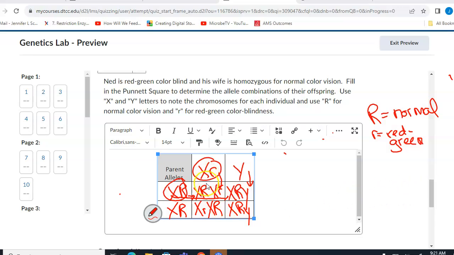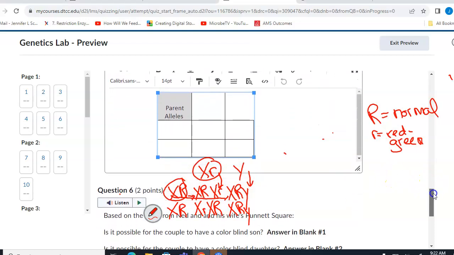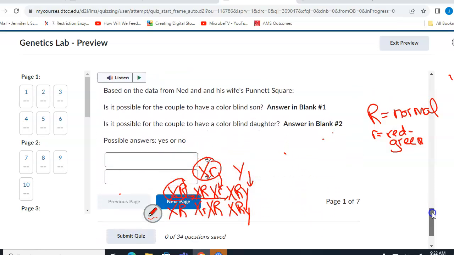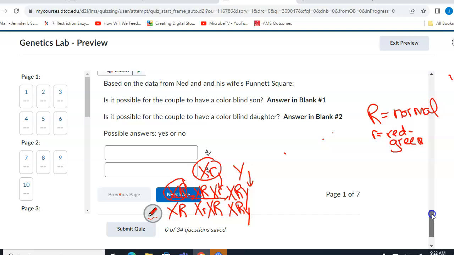Now we're looking at a case where we've got daughters. So this daughter is normal color vision. This daughter is normal color vision. This son is normal color vision, and this son is normal color vision. So it says, based on the data from Ned and his wife's Punnett square, is it possible for the couple to have a colorblind son? Nope. When you look at their sons, they both have the capital letter R, which means normal vision. So no, they cannot have a colorblind son.